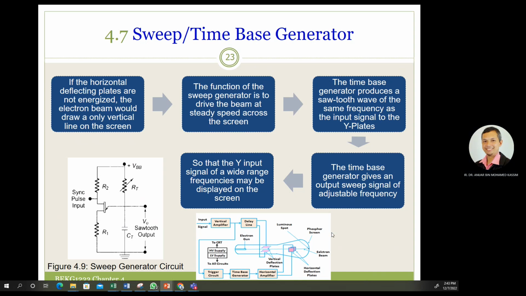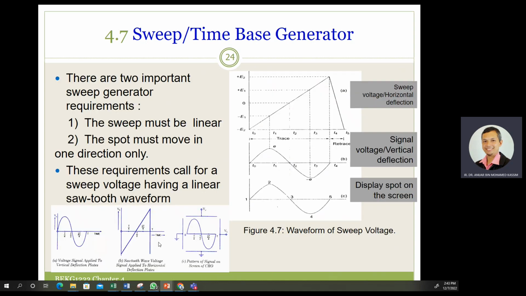This is the sweep generator circuit inside the CRO. There are two important sweep generator requirements: the sweep must be linear, and the spot must move in one direction only. This calls for a sweep voltage having a linear sawtooth waveform. From here we can see the sawtooth is a linear waveform, which makes sure the spot moves in one direction.